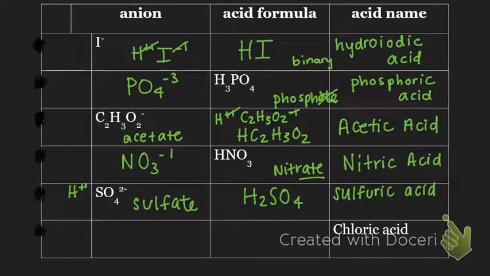The last one is chloric acid, and this one comes from chlorate because it's an ic acid. So chlorate is ClO3 -1. When it reacts with hydrogen, it'll be HClO3. All right, so go ahead and try out those last few on your page.